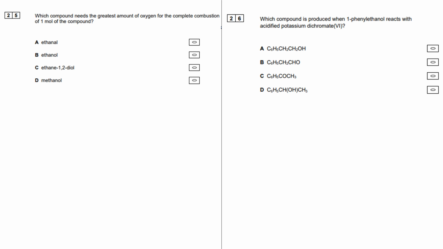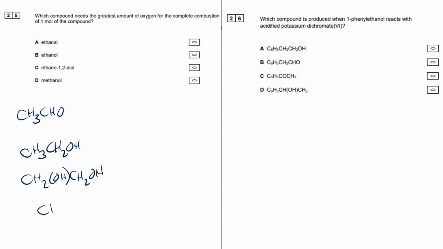Question 25. Which compound needs the greatest amount of oxygen for complete combustion of 1 mole of the compound? So we have ethanol, ethane-1,2-diol, so you've got 2 OHs there, and methanol, CH3OH. Now the easy way to do this is just look at how many carbons and hydrogens you've got, and it's going to be the one with the most carbons and hydrogens on it that will need the greatest amount of oxygen.